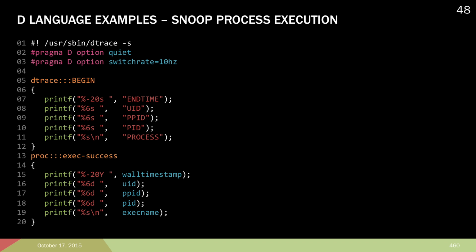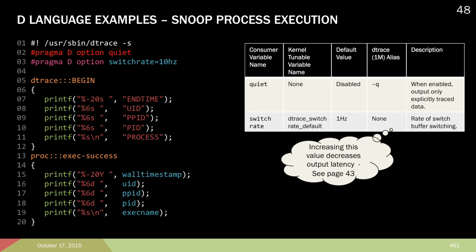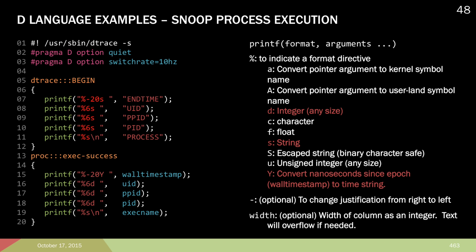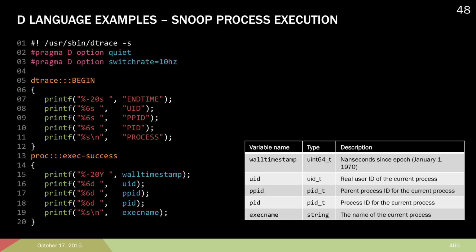Next, let's look at a script to look at executing processes. Quiet means to only print explicitly traced data. Increase the default switch rate to decrease output latency. The printf format in the begin probe is for headers. Match the formats used to print the data. Lastly, we're using built-in DTrace variables to get the time since the epoch, the user, parent process and process IDs, as well as the name of the current process.